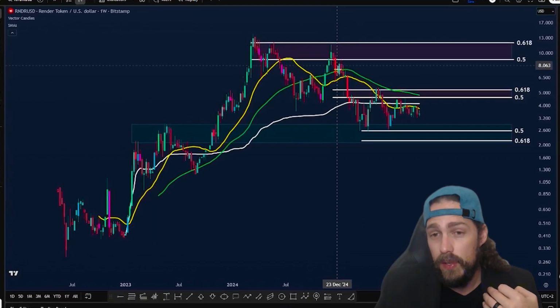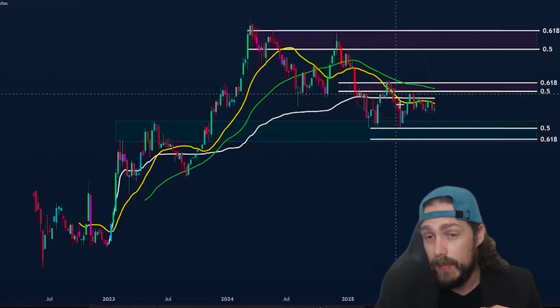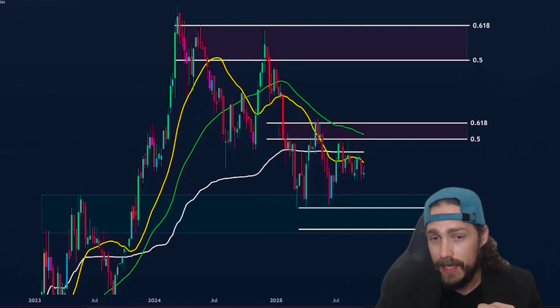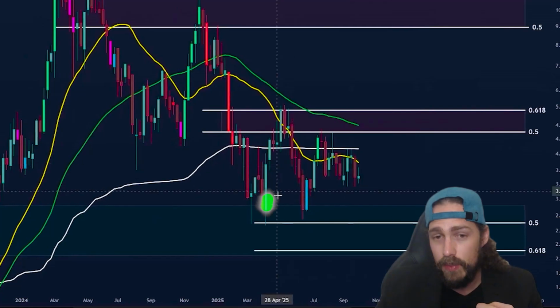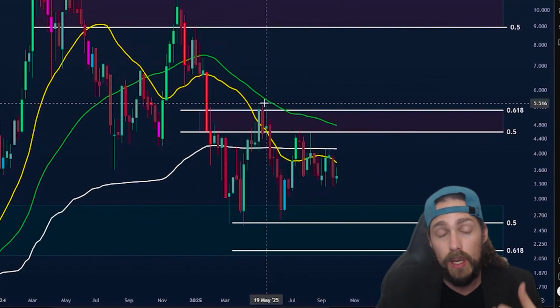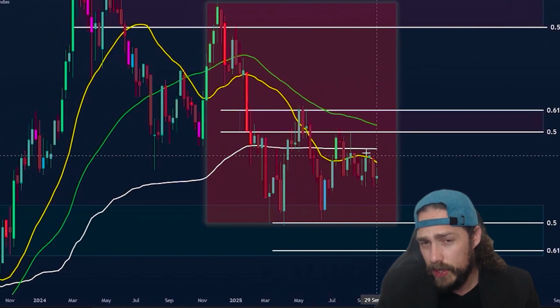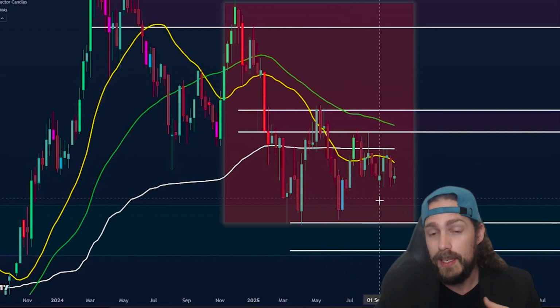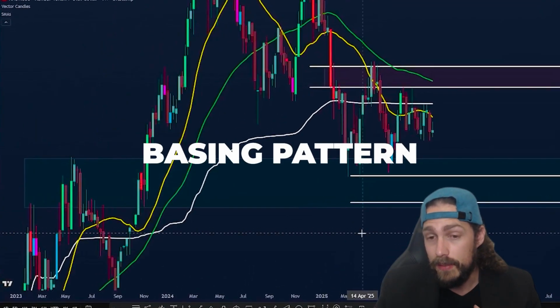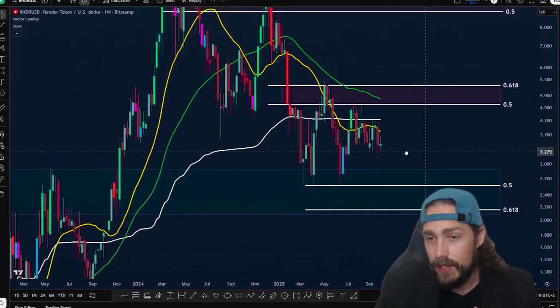We can see that followed through, we created a lower low, and currently we are battling to get past the moving averages. Looking at this market structure, Render has struggled with the 21 and the 50 SMA. We have not managed to close a candle above the moving averages. So we see this downside pressure, this downturn, and we can see it's also forming a basing pattern. We can see a double bottom pattern on top of our previous pivot highs inside of this zone.